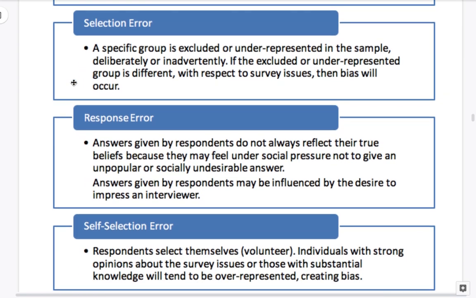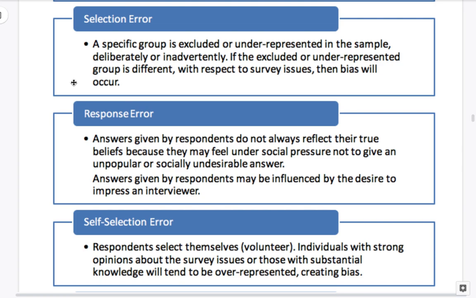A second type is selection error. This is when you've got a group that is excluded or underrepresented in a survey. So for example, if I go to the primary school and take a sample of students, then if I'm interested in children of all ages, if that's my target population, then the younger children will be overrepresented and the older children will be underrepresented, or in this case excluded, because we didn't have any older children in that sample. Okay, so that would be selection error in the way of selecting who you've selected.